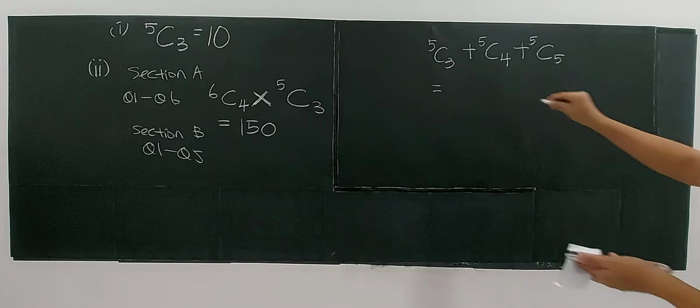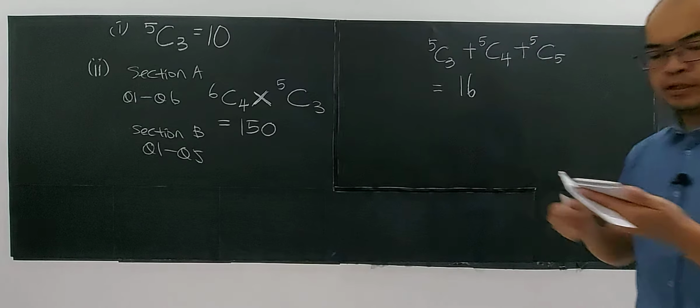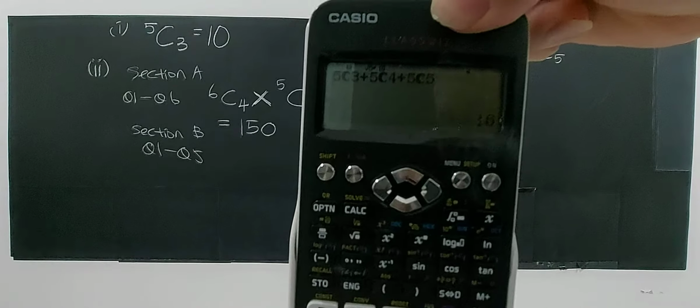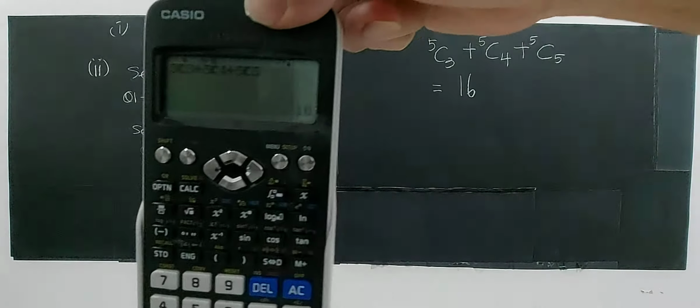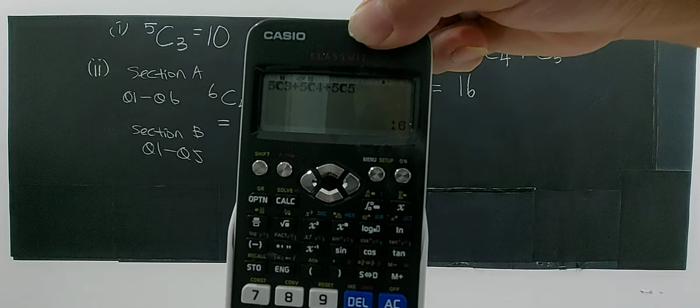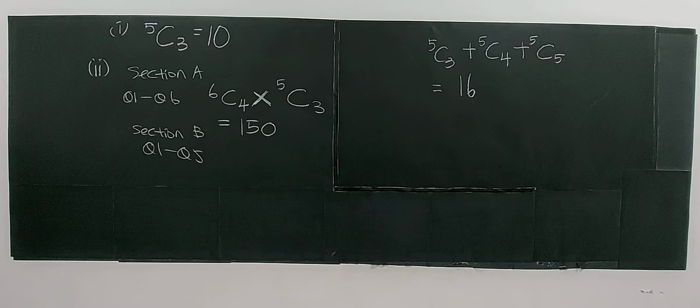Which will give you 16 by keying into your calculator, right? So you were getting 5C3, 5C4, 5C5. You total up 16 combinations, right? Okay, let's look at the final question here.